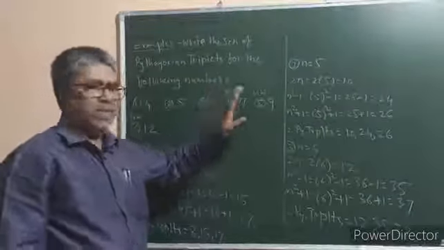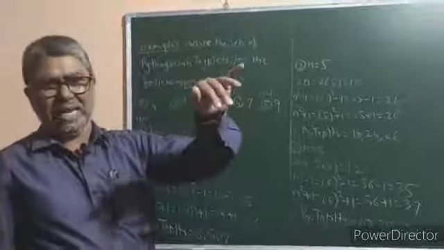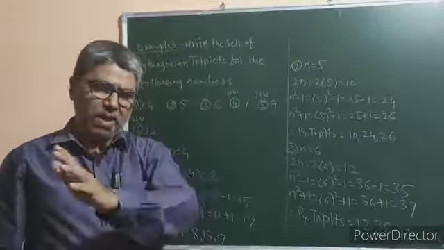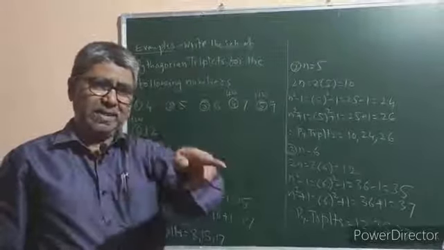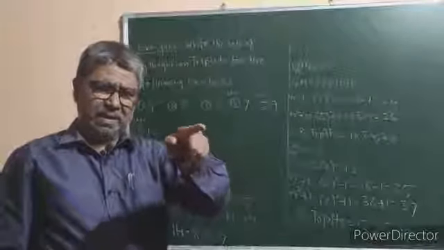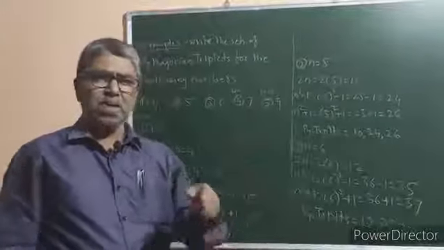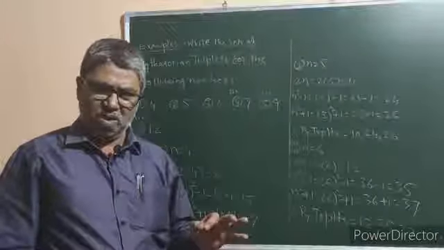So in this way, by making use of the standard or general form 2n, n square minus 1, n square plus 1, where n is a natural number, we can form many sets of Pythagorean triplets.